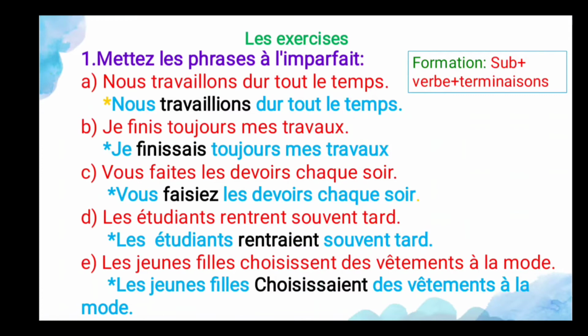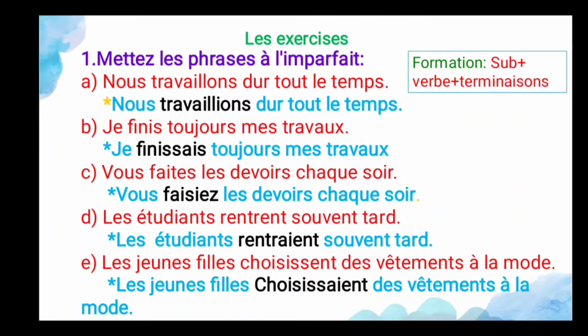So verb is what? Travailler, verb to work. And see the answer. Nous travaillions dur tout le temps. So we worked hard all the time. So you have to conjugate the travailler verb into nous travaillons, remove the ons and add the imperfect endings, that is ions for nous. And next, je finis toujours mes travaux. Here the verb is what? Finir verb, to finish. I always finish my work, and you have to conjugate in the imperfect. Je finissais toujours mes travaux.